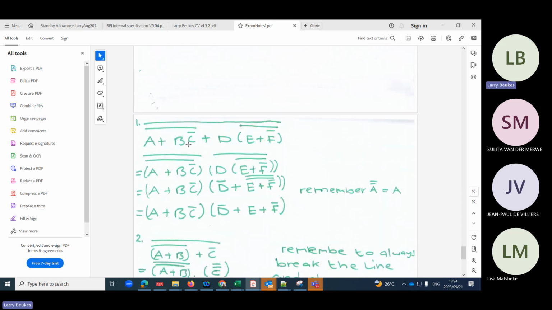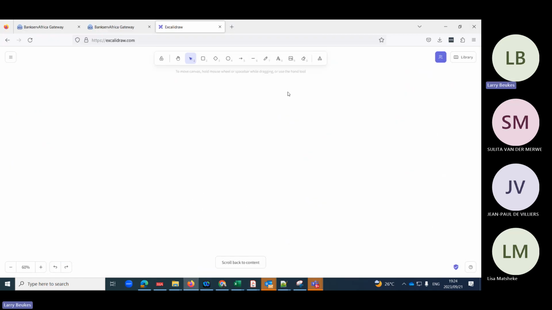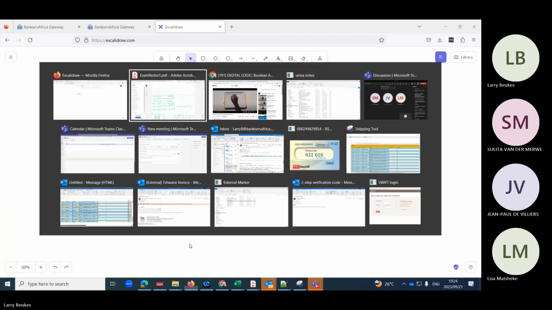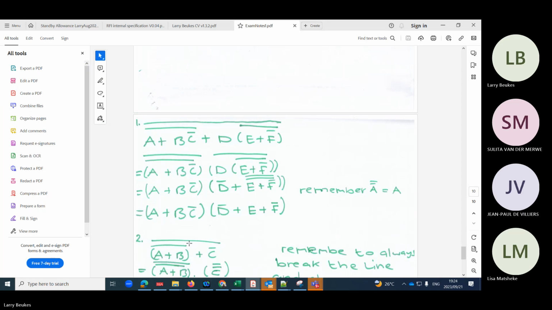Okay, so this is my favorite. I like this one. This is A plus BC. So we need to break the line and change the sign. Okay, A plus BC. Let me write out this one. A plus B, A plus BC, A plus BC plus DEF, plus DEF, okay?